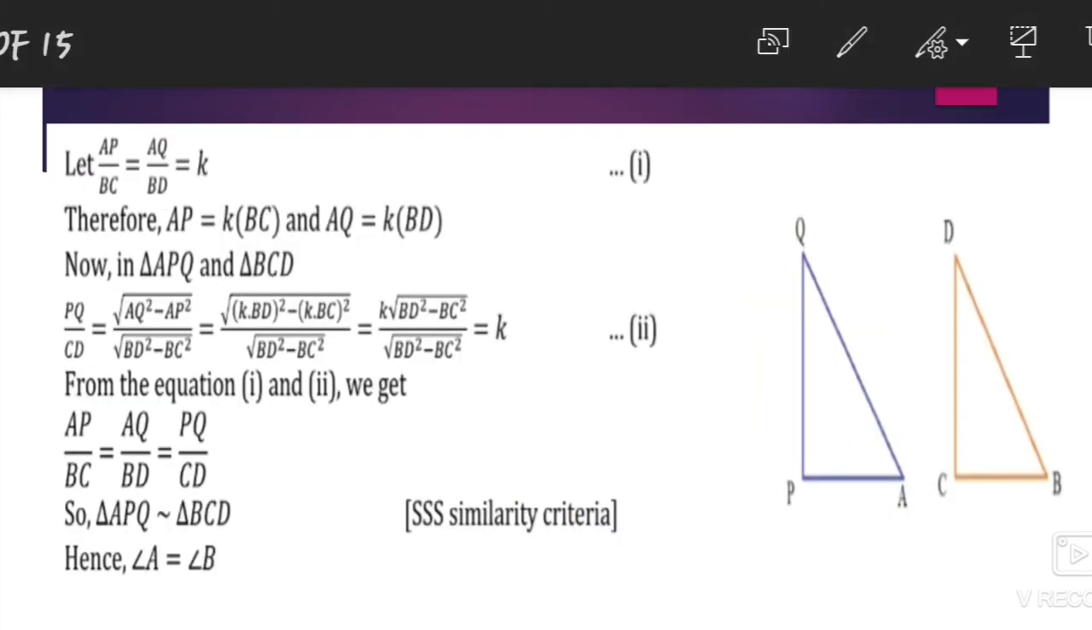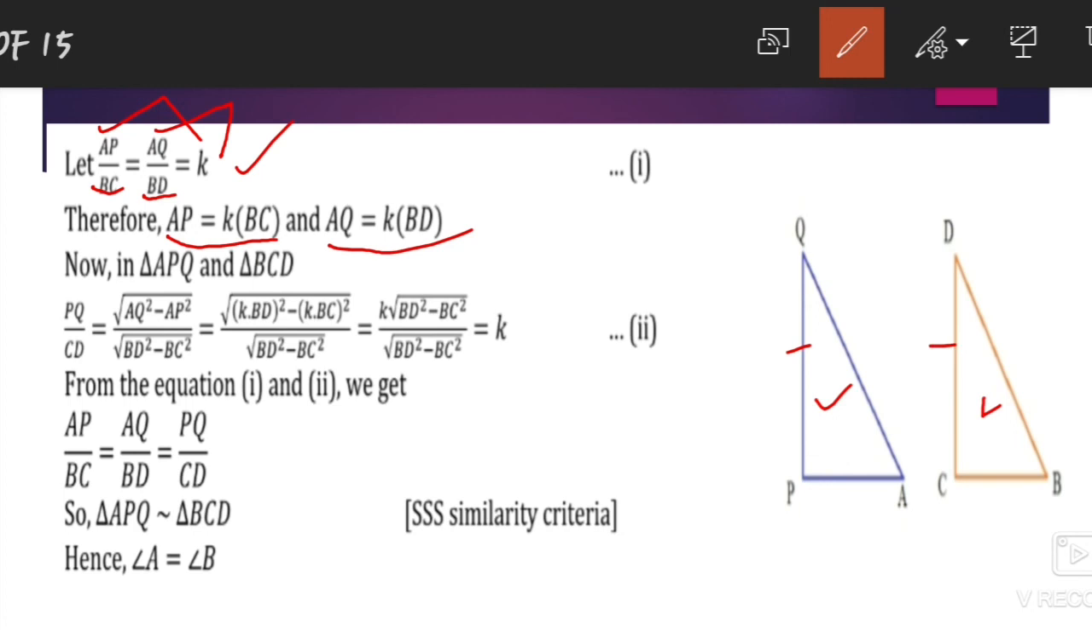Now I am considering AP by BC is equal to AQ by BD is equal to K. So from the first and third ratio, you can say that AP will be K into BC, and from the second ratio, you can say that AQ will be K into BD. Done? Now in triangle APQ and BCD, I am writing PQ by CD, this side by this side.